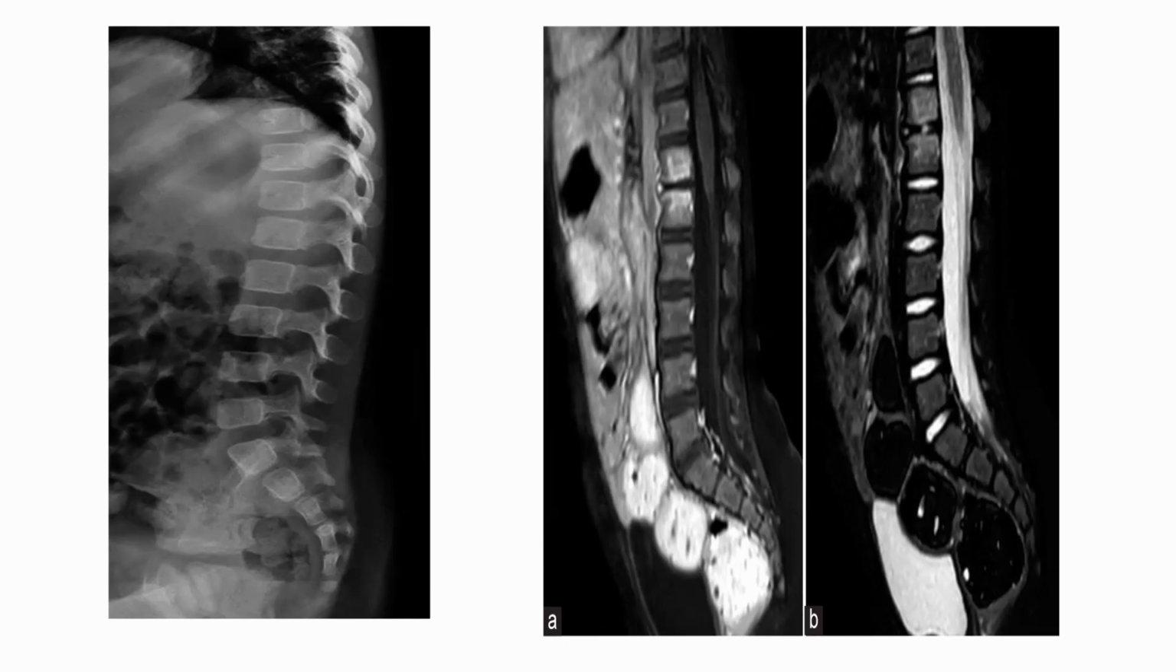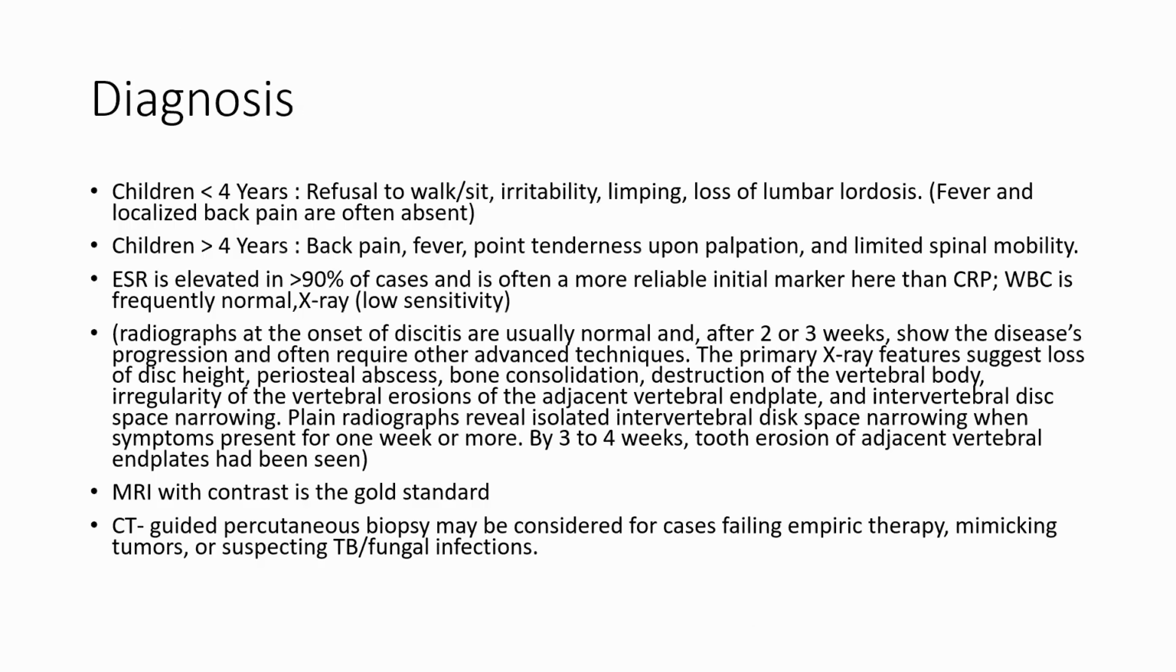The initial X-rays usually are not suggestive, but when we get an MRI done, we can see hyperintensity at the end plate. Next. The diagnosis of pyogenic spondylodiscitis in children less than 4 years: they refuse to walk or sit, and there is irritability, limping, and loss of lordosis. In children more than 4 years, there is back pain, fever, point tenderness upon palpation, and limited spinal mobility.